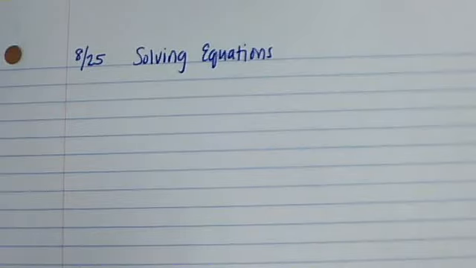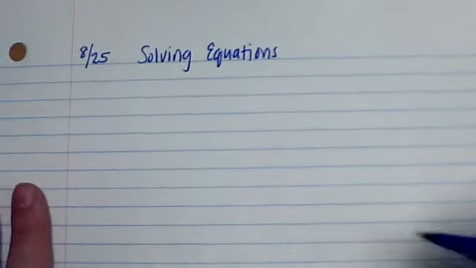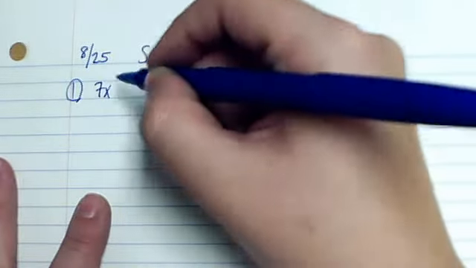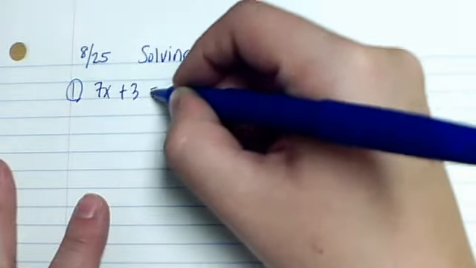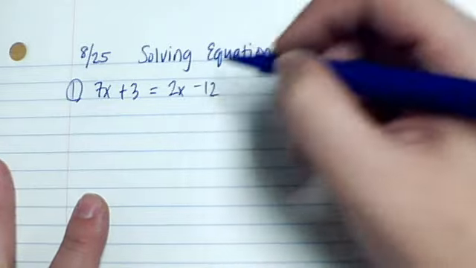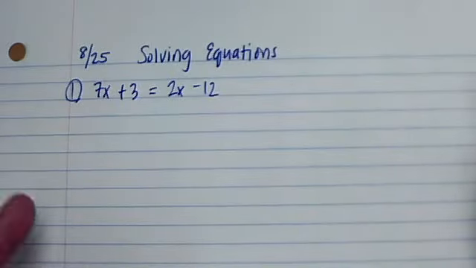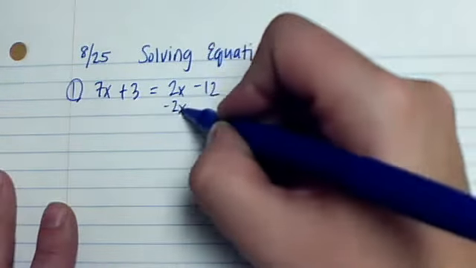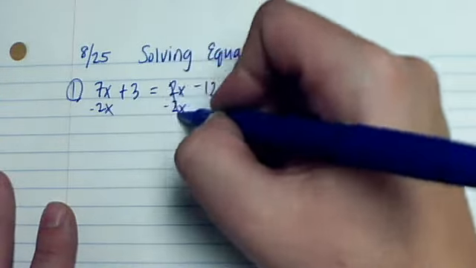Alright, so today we just reviewed how to solve equations again. The first example: 7x plus 3 equal to 2x minus 12. Your goal is to isolate the variable to one side. So in order to do this, I'm going to subtract 2x from both sides.